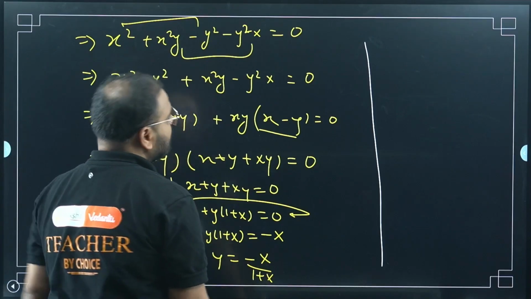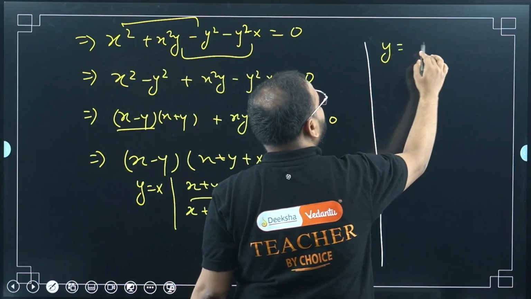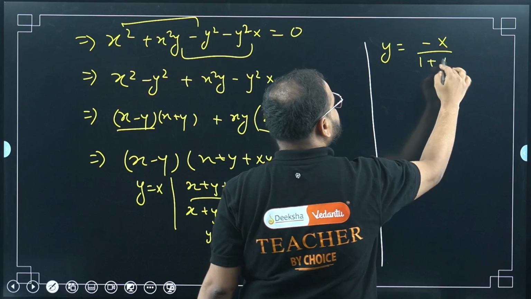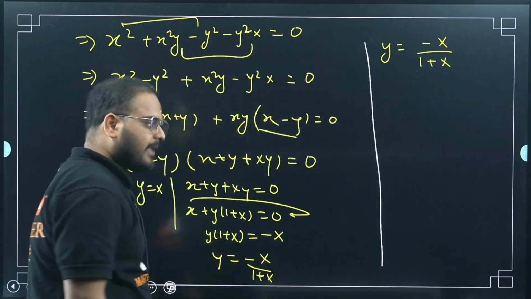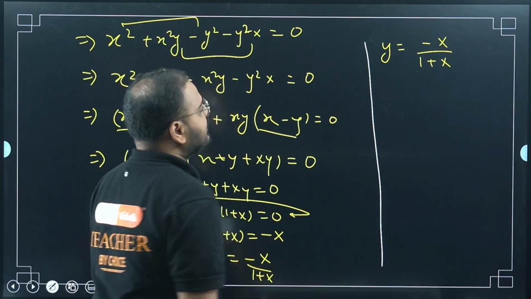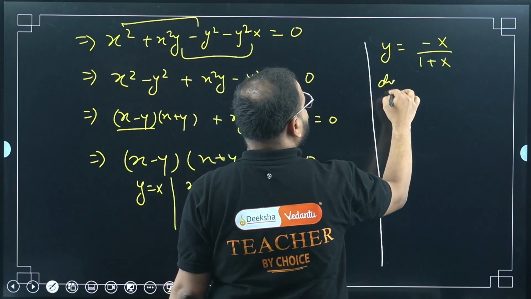Let's do the differentiation of this. What is the function now? Minus x upon 1 plus x. Alright, let's do the derivative. We'll get what? dy by dx.